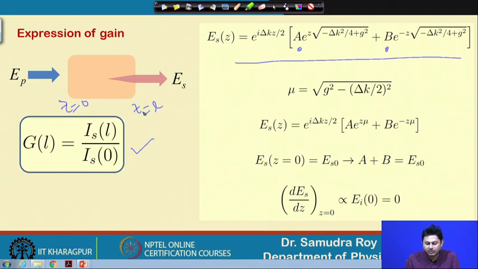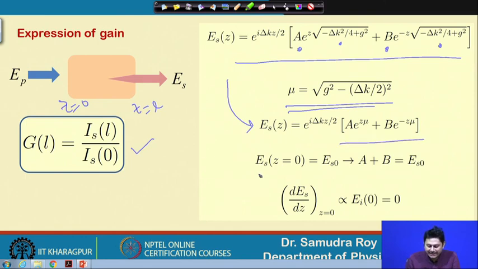So, we need to find out A and B by putting suitable boundary conditions, and it is not that hard to do. In order to do this, we can just change our variable. I am not going to write the root of this big term every time, so I put another variable mu here. mu is the root of g squared minus delta k divided by 2, squared. If I do this, Es can be represented in a more compact form, and that is this.